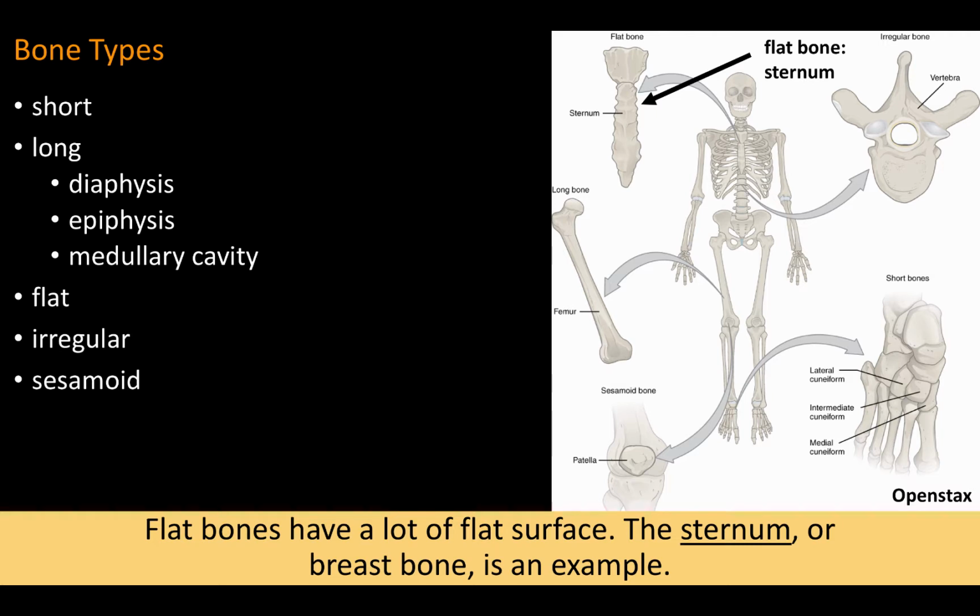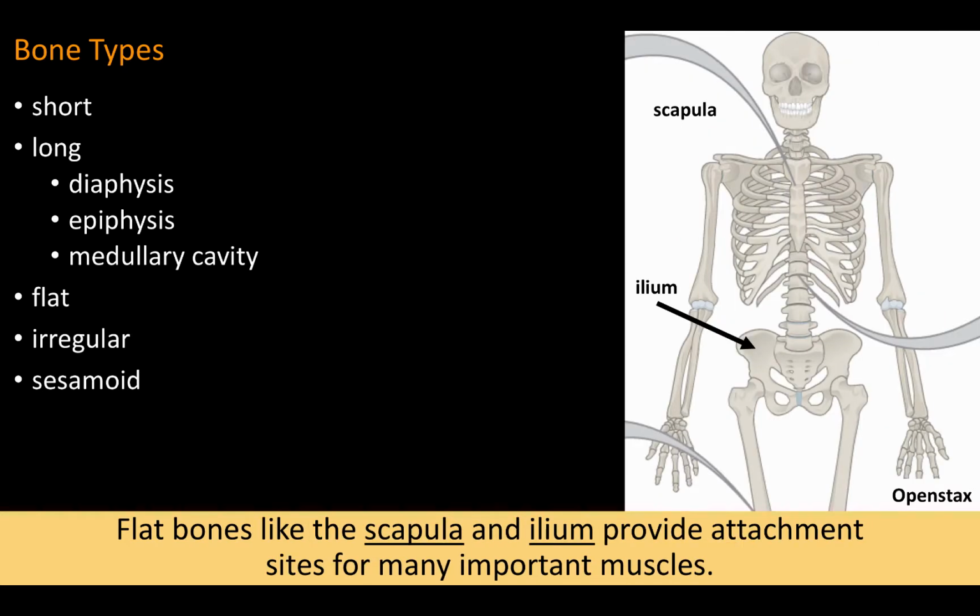Flat bones have a lot of flat surface. The sternum or breastbone is an example. Flat bones like the scapula and ilium provide attachment sites for many important muscles.